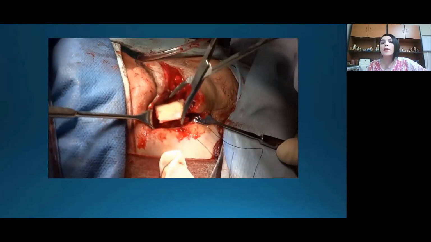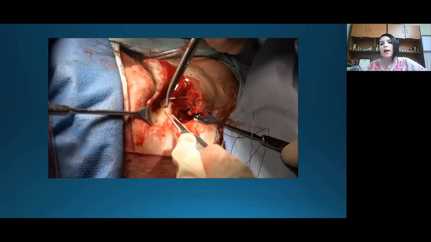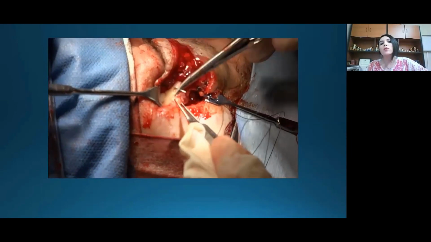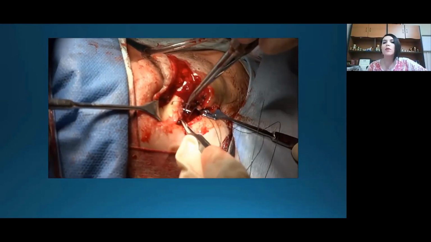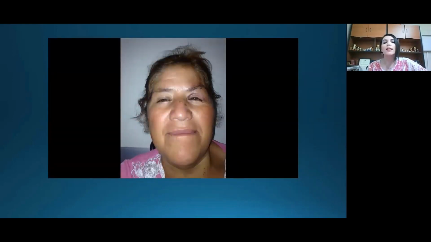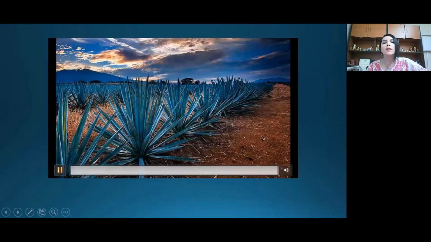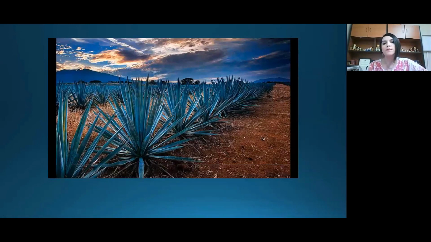Now we incorporate that piece of bone, and we suture the bone with the little holes that we made with the motor. And here we have our patient 8 days after surgery.